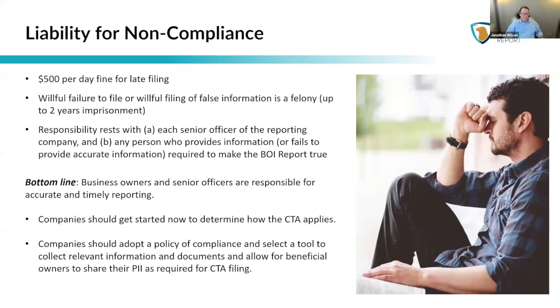So sometimes I get the hypothetical: we've got a handful of clients here in a reporting company, everybody is good to go, but one guy is kind of a nutcase and he doesn't want to provide his information. That's a problem. One of the things that you can use to persuade the non-compliant individual is that by refusing to provide information that only they have, that is required to make the BOI report true, accurate, and complete, that individual is putting themselves at risk of being liable for willful non-compliance. So the bottom line is that the senior officers are responsible.